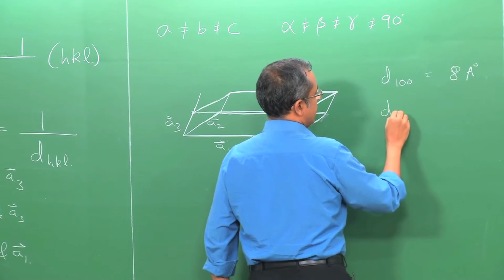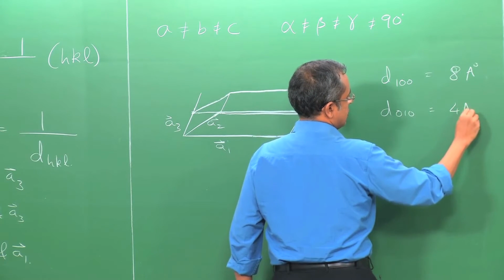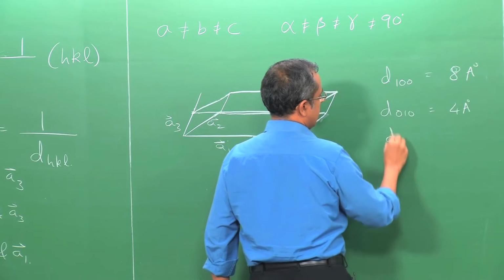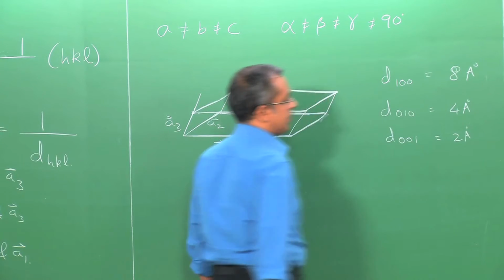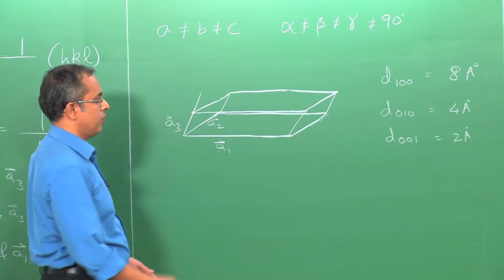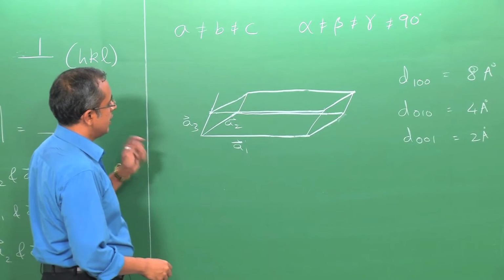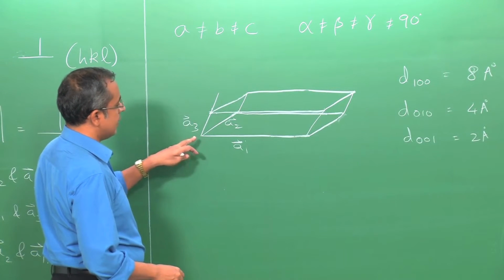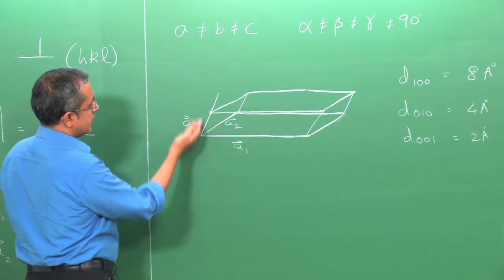We will say D010 is 4 angstroms, and D001 is 2 angstroms. We will make some assumption like this, and then we will see what best we can do with it. So therefore, if you see here, we need to have the B3 direction perpendicular to A1 and A2. So it means it will be straight up.